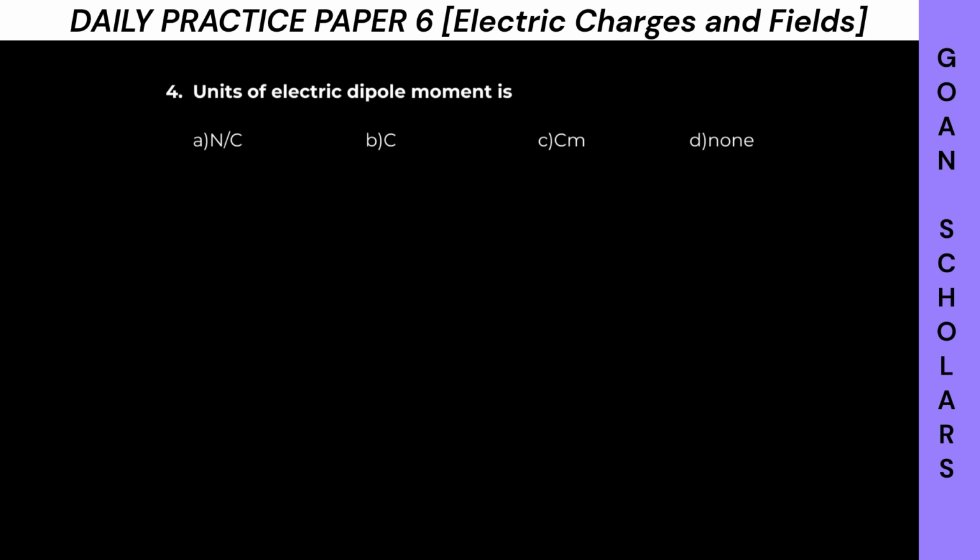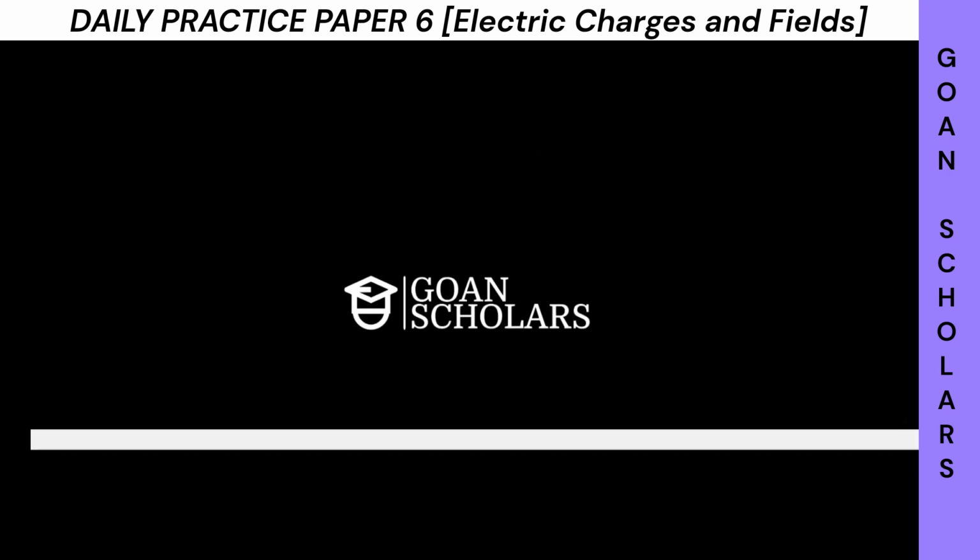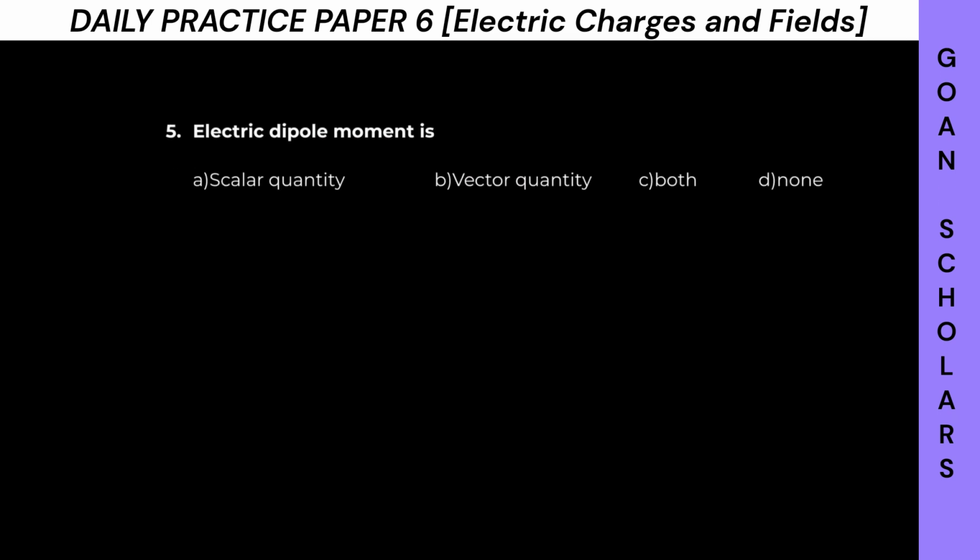Units of electric dipole moment. So we know that dipole moment P is nothing but 2aq. 2a is nothing but length. So unit of length is meters and unit of charge is coulomb. So coulomb meter. Be very careful. This is not centimeter. This is coulomb meter. So correct answer is option C for 4th one. Let's move to question number 5.